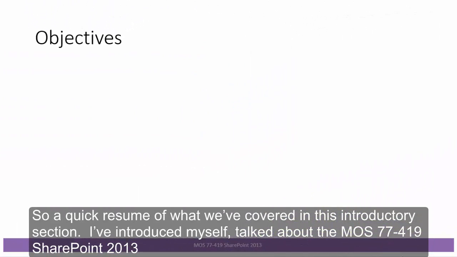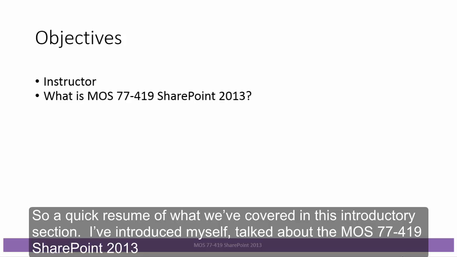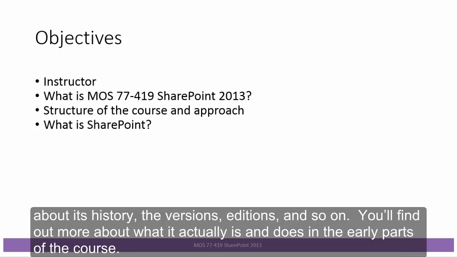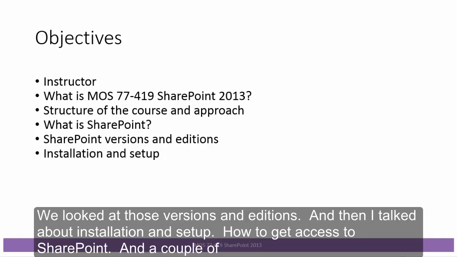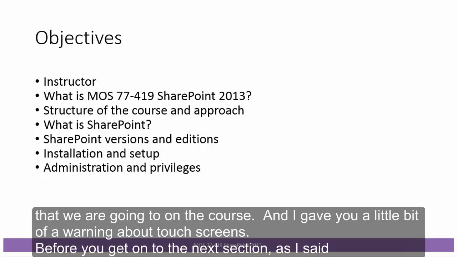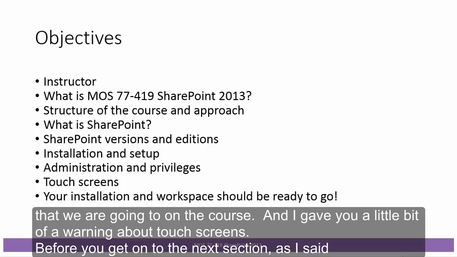So a quick resume of what we've covered in this introductory section. I introduced myself, talked about the MOS 77419 SharePoint 2013 exam and the structure of this course, the approach that I'm taking. I also talked a little about what SharePoint is in terms of its history, versions, editions and so on. You'll find out more about what it actually is and does in the early parts of the course. We looked at those versions and editions, and then I talked about installation and setup, how to get access to SharePoint, and a couple of important things to bear in mind, and in particular that you are going to need the rights and privileges to perform the various operations that we are going to do on the course. And I gave you a little bit of a warning about touchscreens.